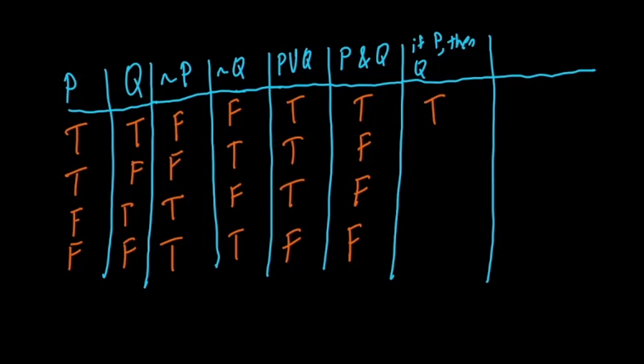And the second row is similar to the first row, except when you do further work, there is an F value in the second row for the Q column. As a result, it's going to be false for the whole if statement.